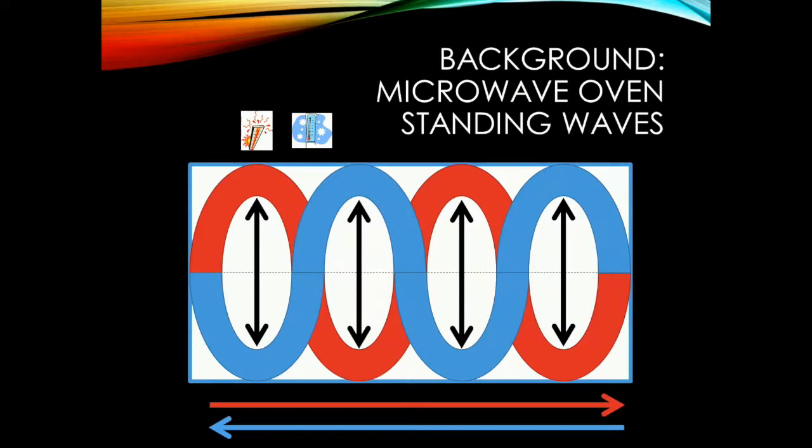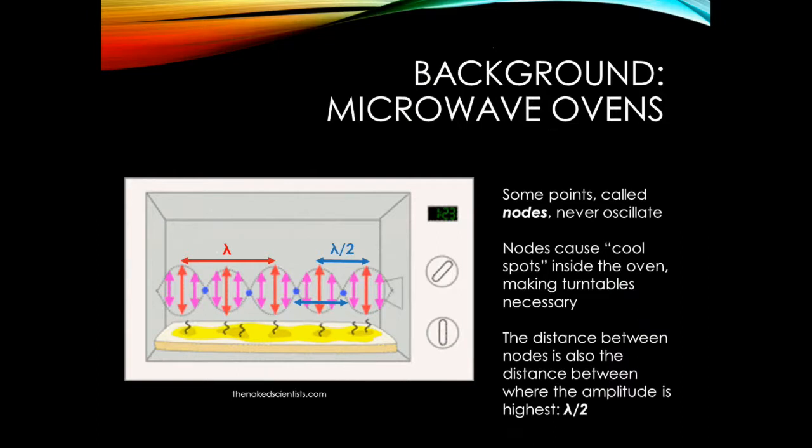In between places where the amplitude is highest are places where the amplitude is low or zero. These places would be cold spots because the molecules in the food would not be vibrated at all. As we just said, nodes cause the cool spots inside your microwave. This is why most microwaves have a turntable.